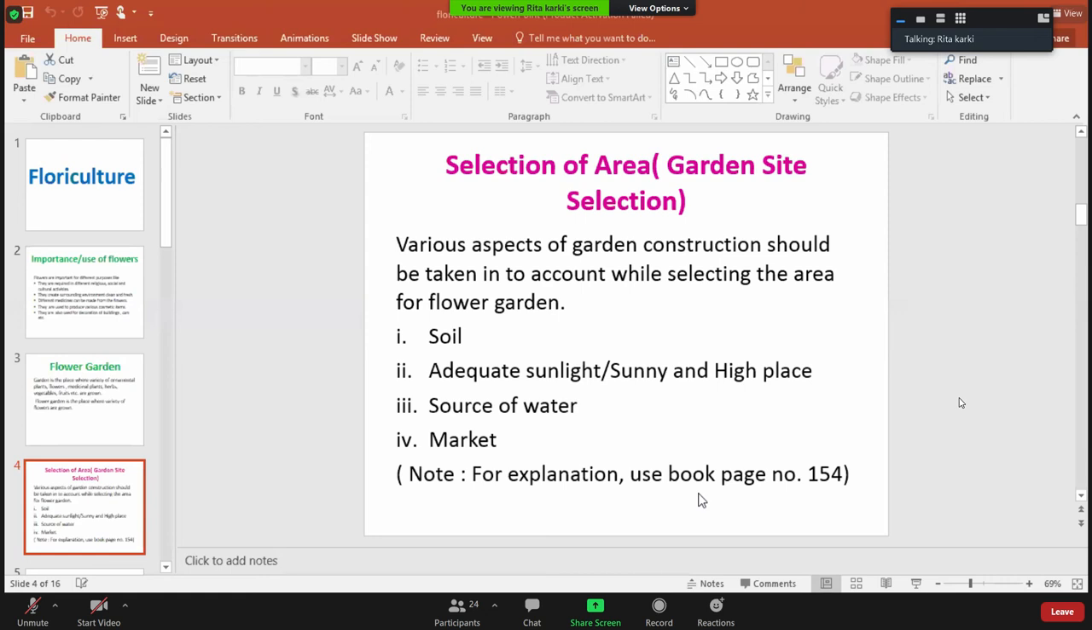So it would be very difficult to transfer the flowers from one place to another to reach a market area. We should select a site for our flower garden that is very near the market area, so that once we harvest the flowers from our flower garden, we can directly and easily supply them to the market without delay.